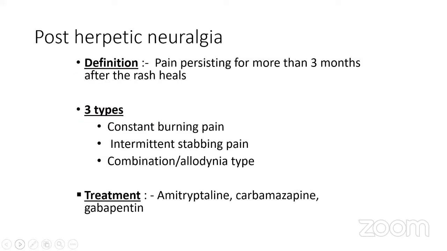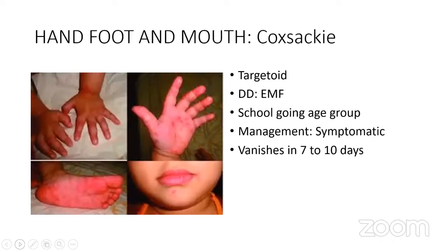severe. So post-herpetic neuralgia is pain persisting for more than 3 months after the rash heals. There could be 3 types of pain: constant burning, intermittent stabbing pain, or a combination of both. The treatment is either amitriptyline or carbamazepine. Sometimes gabapentin also is given. Treatment of zoster is the same as varicella. It is valacyclovir 1 gram TID for 7 days, or acyclovir 800 mg 5 times a day.